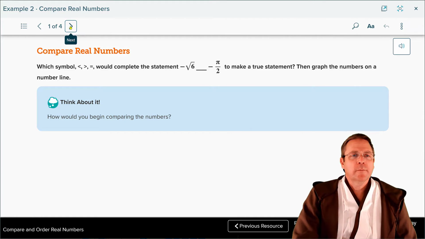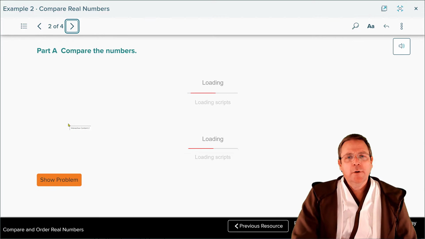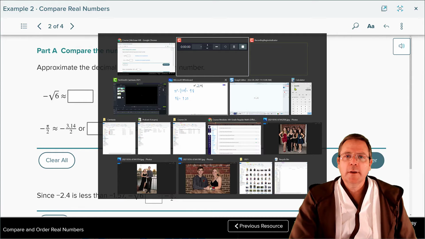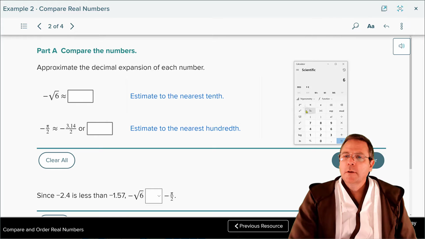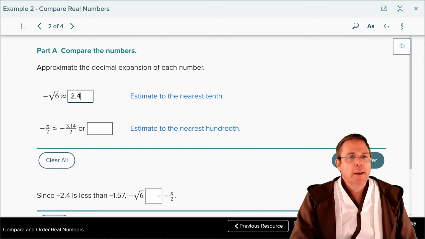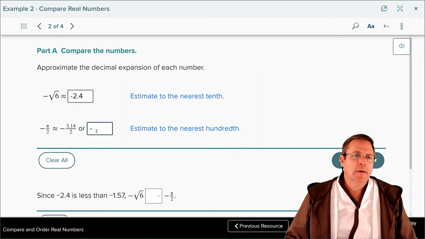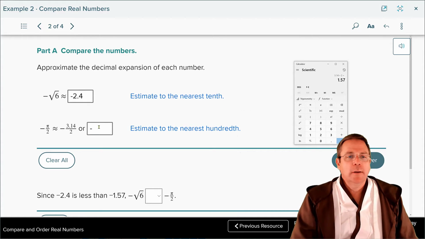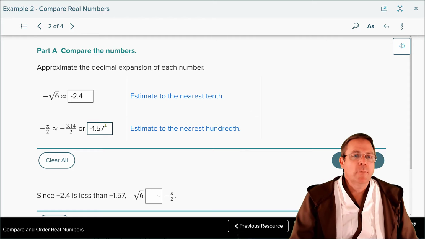Did you solve the problem? Let's see what they say to do. First thing they're going to do, of course, is convert each of those values into a decimal. They're rounding the decimal to the nearest tenth, and the square root of 6 is going to end up being 2.4, and it says estimate to the nearest tenth, so we're going to use rounding instead of truncating on that one. And of course, that's going to be a negative because the negative sign's out front. And then for here, 3.14 divided by 2, well, that's going to be negative as well. And when you divide that, 3.14 divided by 2 is going to give us 1.57. Rounded to the nearest tenth, it's going to be 1.6.